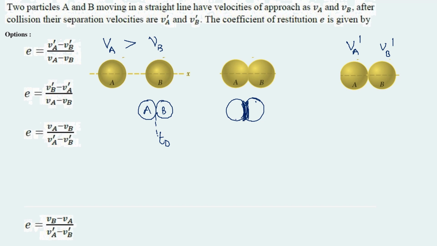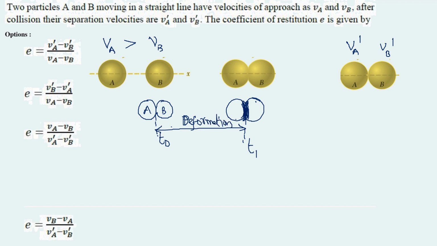It attains some maximum value at time t1. Let's assume at this point of time the area of contact is maximum and the deformation is also maximum. This period, from the initiation of contact to attaining the maximum deformation or maximum area of contact, is called the period of deformation.